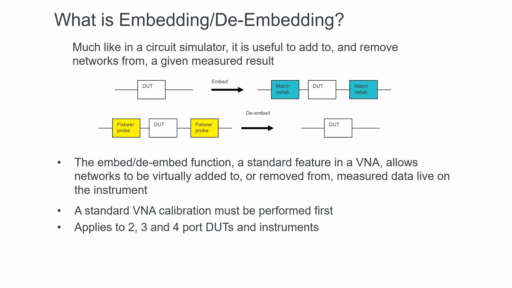And an embedding, de-embedding function is a standard feature in a VNA. And basically it allows us to add that network or remove that network and measure that new data live on the instrument. Of course, we need to have a standard VNA calibration performed first. So this would be your standard SOLT or other method that you choose to use. And then we can apply this embedding, de-embedding to 2, 3, and 4 port devices under test.